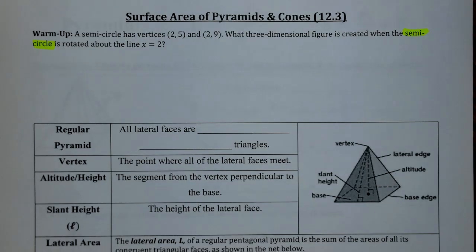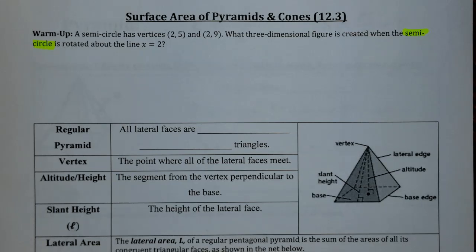Okay, this is a video that's going to cover surface area of pyramids. I have a second video that will cover the cones. The warm-up here is saying that we have a semicircle with the vertices at (2, 5) and (2, 9). What three-dimensional figure is created when this semicircle is rotated about the line x equals 2?